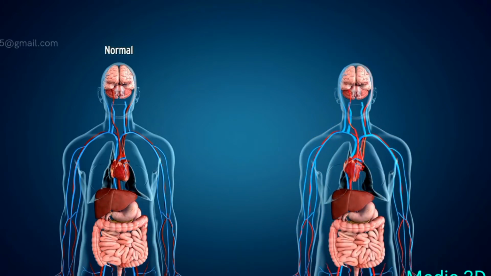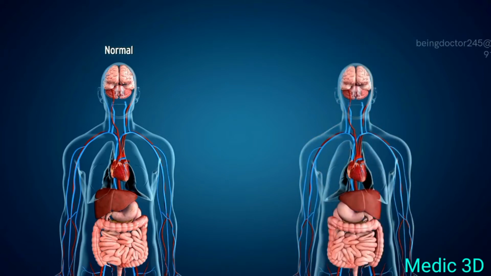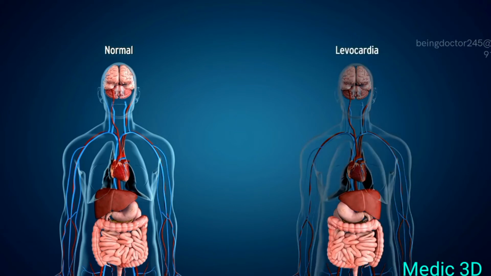Another type of heart malposition is mesocardia, where the heart is positioned in the middle of the thorax with normal atrial and visceral anatomy. Levocardia or left-sided cardiac apex with abdominal situs inversus is also an extremely rare case of malposition of the heart.